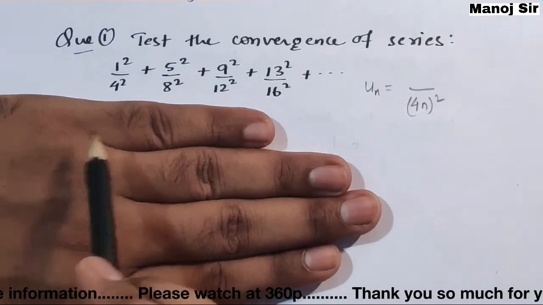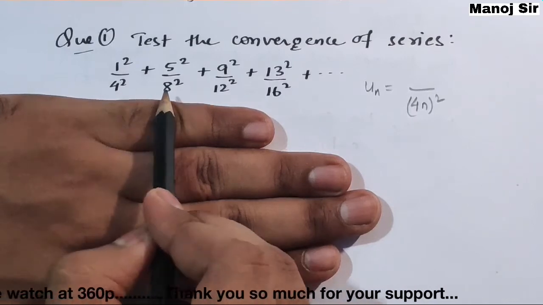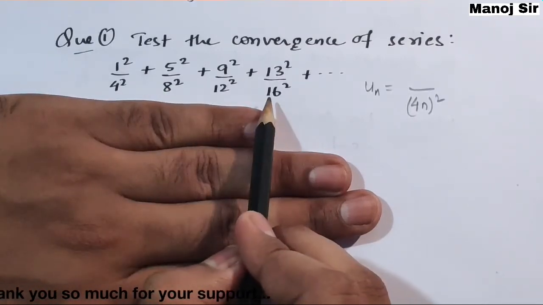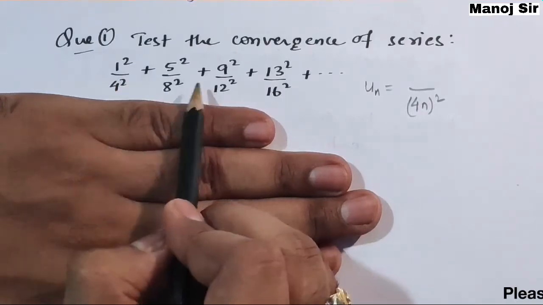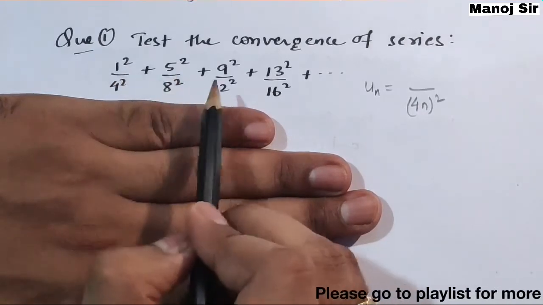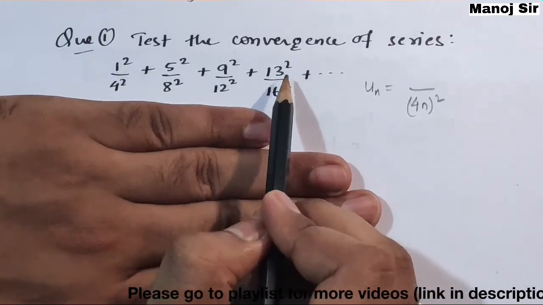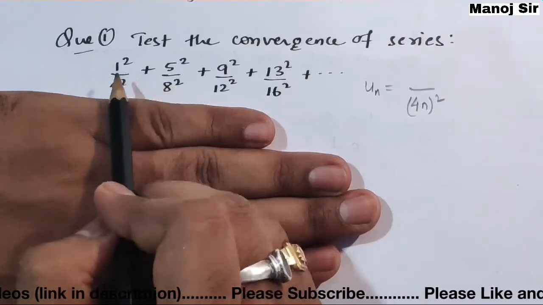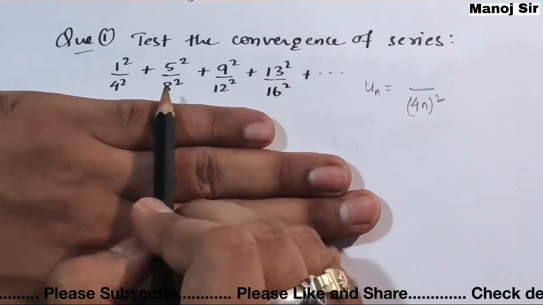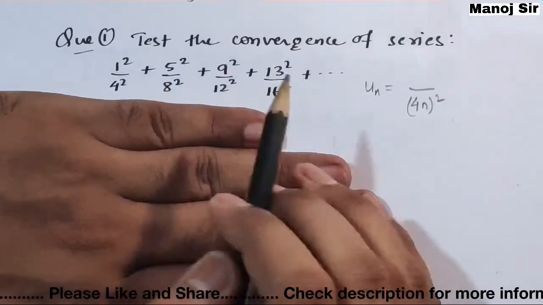Okay, yes, this is 4 into 1 square, this is 4 into 2 square, this is 4 into 3 square, this is 4 into 4 square, and so on. But what in the case of numerator? This is 1 square plus 5 square plus 9 square plus 13 square. If you see the difference between all these numbers, that is 1, 5, 9 and 13, the difference is how much? 4. Okay, the difference is 4.